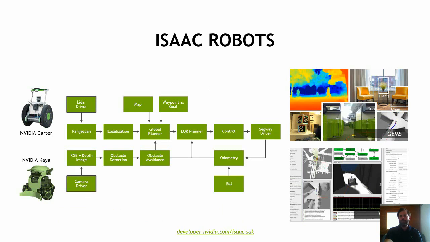Isaac also includes multiple reference robot designs like the Carter delivery robot and Kaya to get you started. These reference designs include both the software, component lists, and the plans for putting together the hardware. Here's an example pipeline of Isaac gems used by the Carter robot for navigation using a stereo depth camera and LiDAR for simultaneous localization and mapping, or SLAM. The Isaac team is hosting a webinar on May 30th, so we hope that you'll join us again then for a deep dive on Isaac.